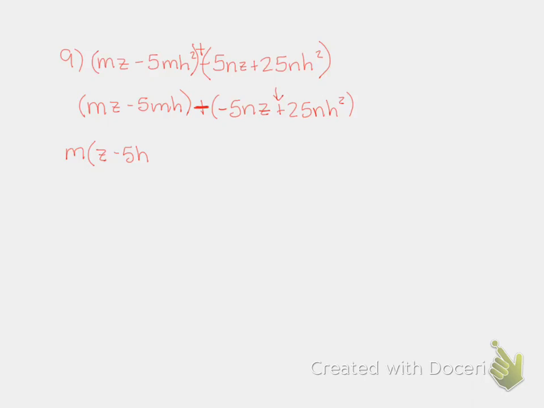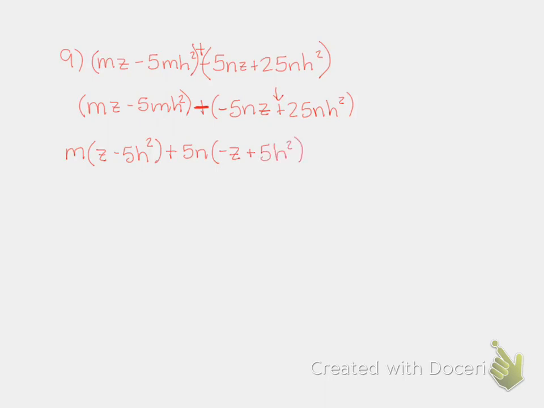Okay? Oh, squared. I forgot a squared there. Okay? Plus, what can you factor out of this second one? Well, it looks like 5n. So I have negative z plus 5h squared.